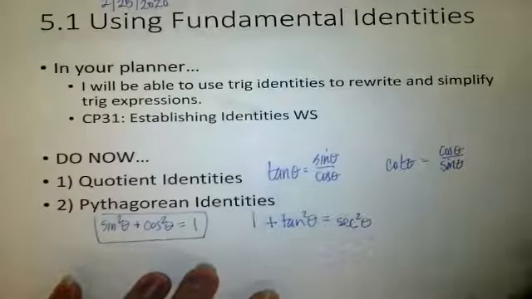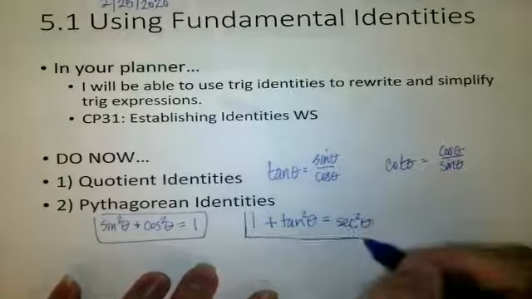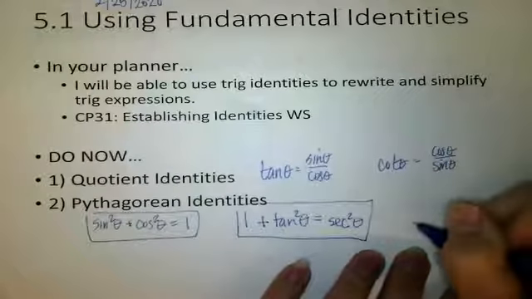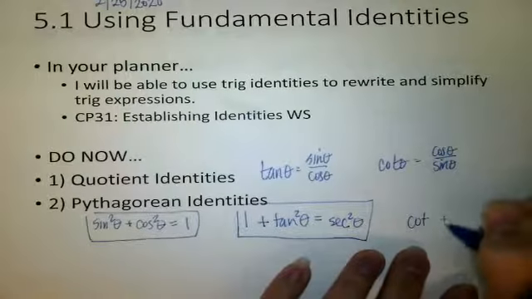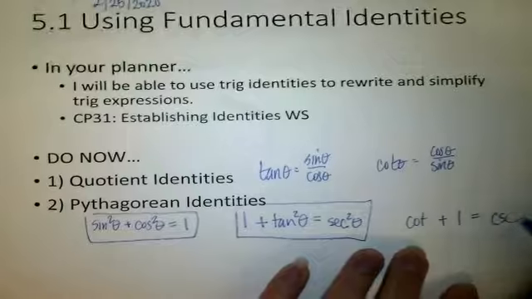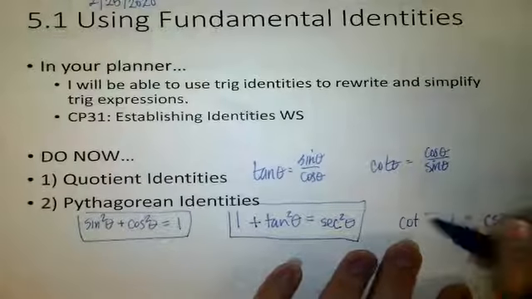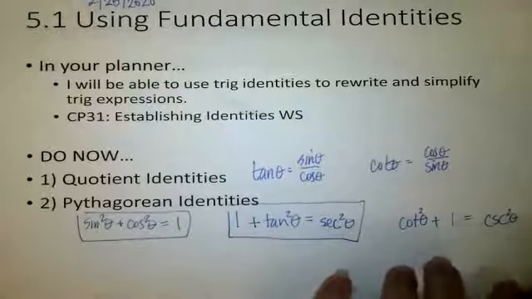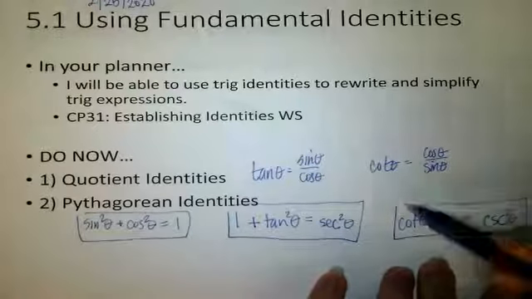1 plus tan is sec. Okay, and what's the other funny phrase? Co plus 1 is cosec. Cotangent squared plus 1 is cosecant squared theta. Cot plus 1 equals cosec.